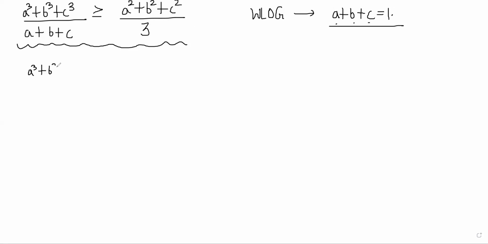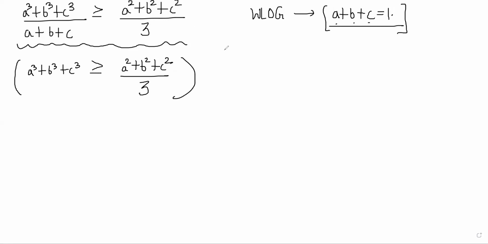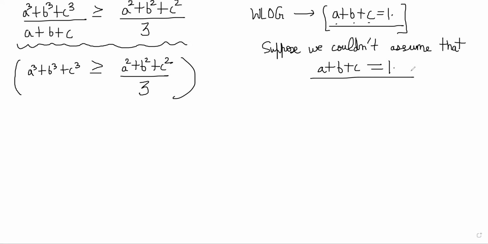It becomes a cube plus b cube plus c cube greater than or equal to (a square plus b square plus c square) by 3, right? But this is only after assuming that a plus b plus c is 1. We want to understand why that is correct, why we can assume that. So suppose we could not assume that a plus b plus c is 1.